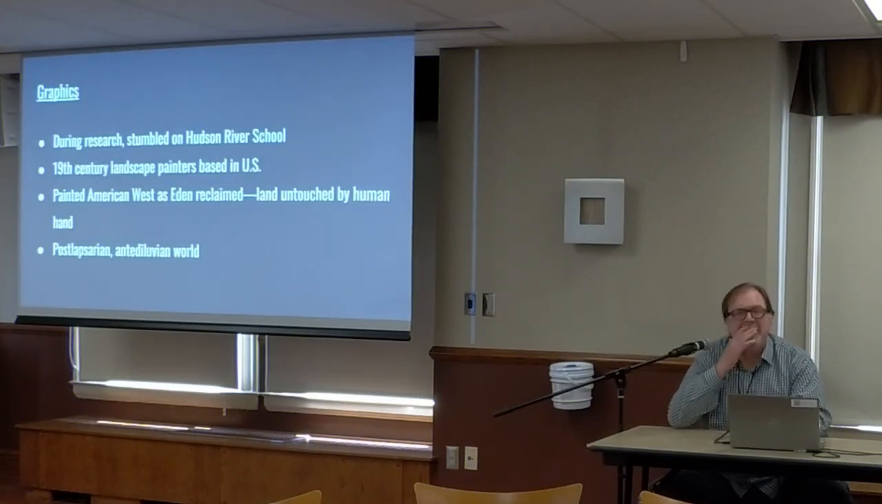So I mentioned the research I had done. While I was doing the research, I stumbled on the Hudson River School. This was a group of 19th century landscape painters. They were based in the United States, but they were not all Americans. I don't know enough about the school to know that they knew each other. The time frame is fairly extended, as early as the 1810s or 1820s, all the way to the 1850s, I think. So it may just be that later critics put this label onto a whole group of painters.